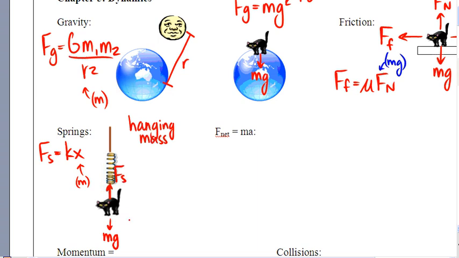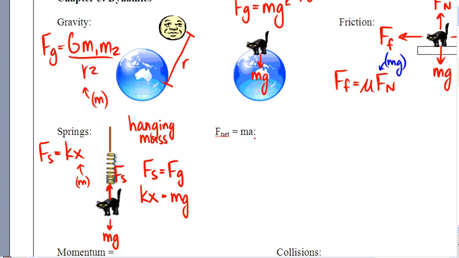And if we assume the cat is just dangling there, that means those two forces are exactly balanced. So we could say the spring force is equal to the force of gravity. And if we expand each of those, spring force is equal to kx, gravity is equal to m times g. And that way you can go and solve for any of those variables, probably looking for a k, a spring constant, or an x, an extension in that one.